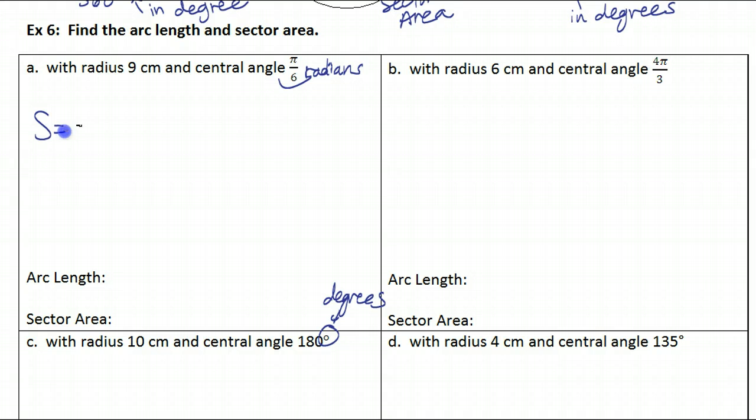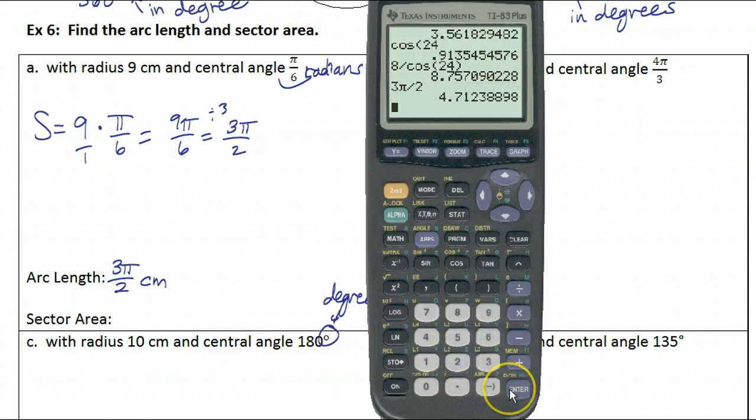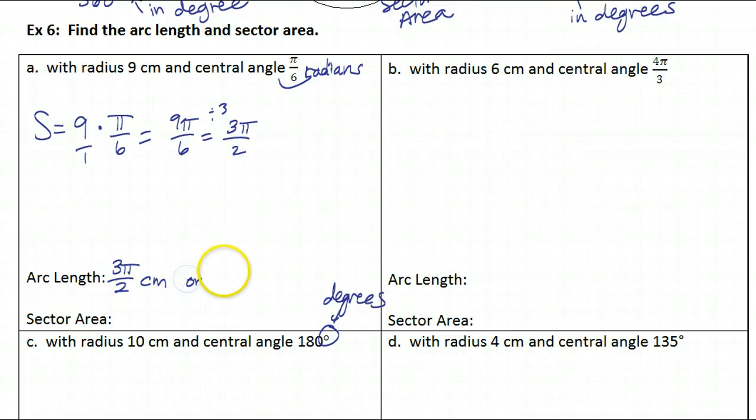So the arc length equals radius times my angle. And as much as possible, we're going to do the exact answer and the approximate answer. So do as much of this as you can in your head just for practice before pulling out your calculator. Because we know if I have 9 over 6, I can divide the top and bottom by 3, and that ends up being 3 pi over 2. So my arc length is 3 pi over 2 centimeters. That would be the exact answer. If I wanted the approximate answer, I'm going to find what 3 pi over 2 is, and it's 4.7. So the approximate answer is 4.7 centimeters.